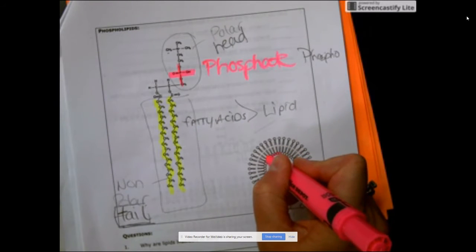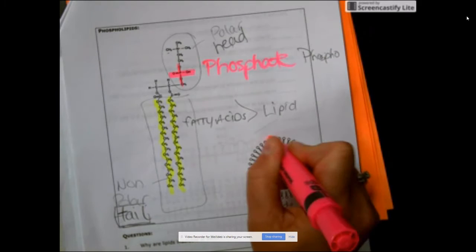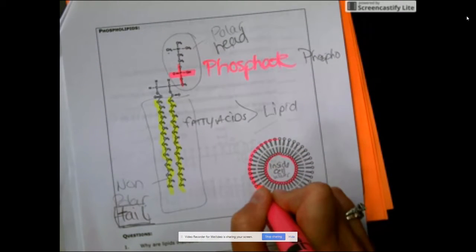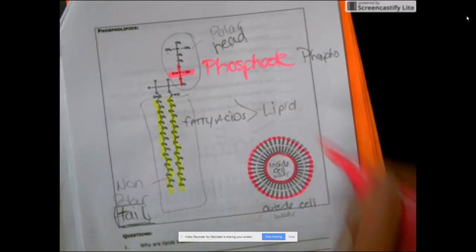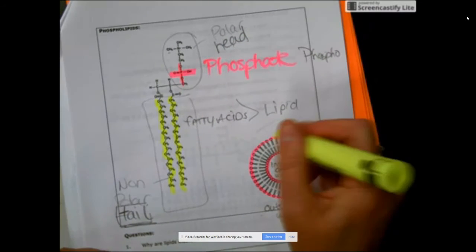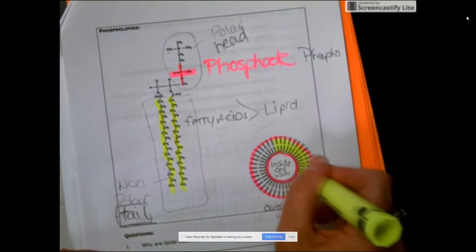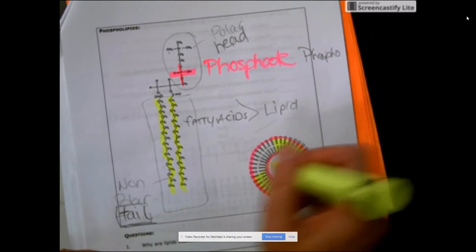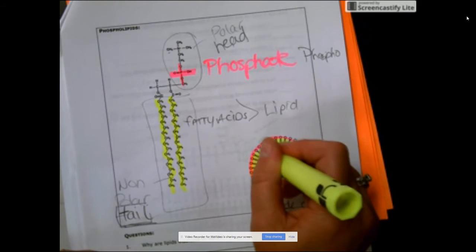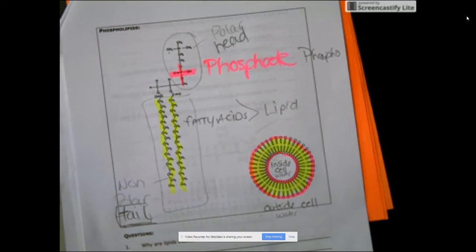So the pink are the little circles. That's the polar part. You'll see those heads on the inside and outside of the double membrane. Notice how there's two layers, right? And then the non-polar part is all those tails facing each other. So the tails flip in to face one another because they don't like water. They're going to get away from the water, and the heads like the water, so they're staying on the outside.